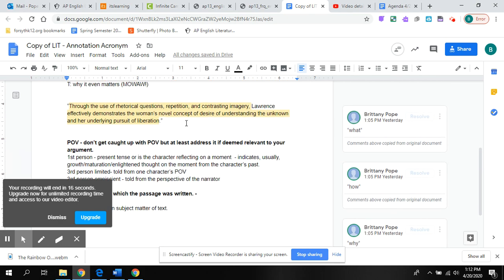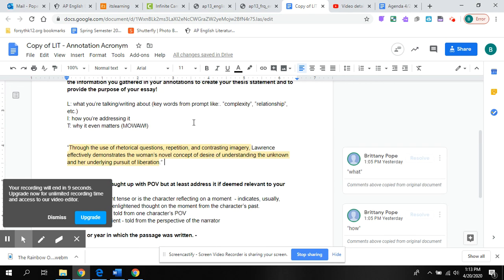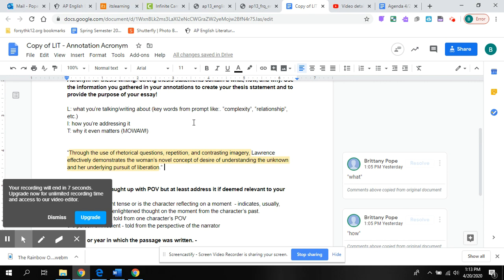All right, so could this be developed further? Sure, but in a thesis, do you necessarily have to have that? No, right? So your goal is to list your what, how, and why, and then you're good to go.